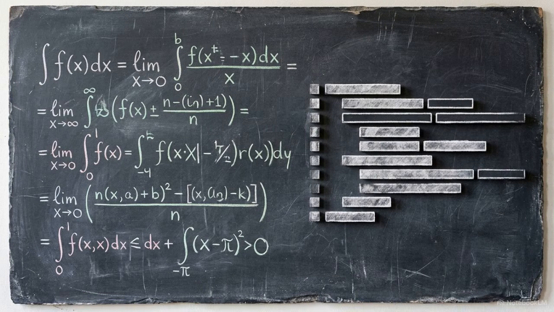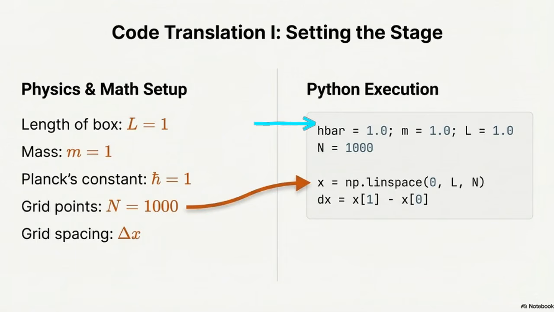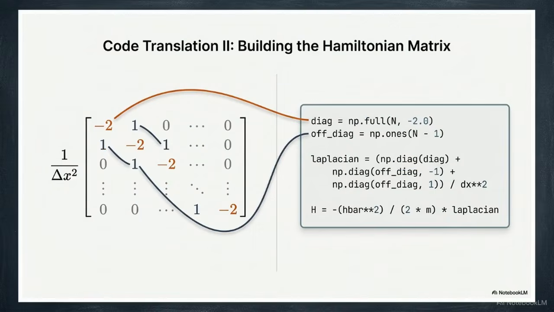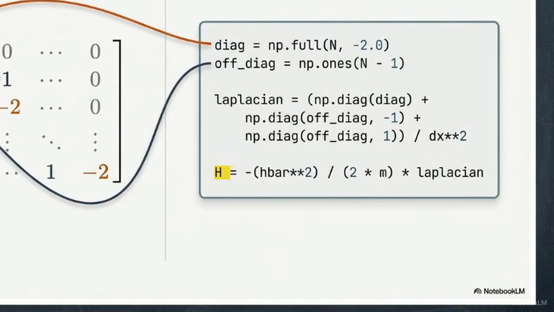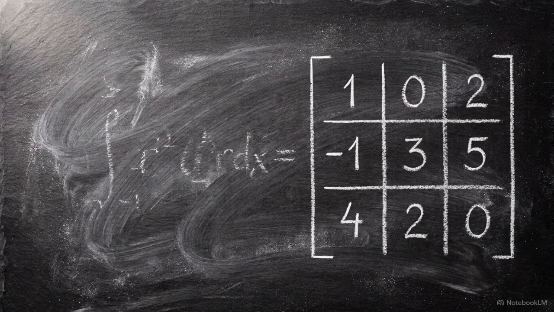We can now translate this mathematical framework into Python syntax. This code block demonstrates the setup. We define our physical constants, set the grid points n to 1000, and use NumPy to generate the spatial arrays. To construct the engine, we program the main and off diagonals independently using array functions, then combine them. Finally, we formalize the Hamiltonian matrix by scaling that Laplacian variable by our defined kinetic energy constants. The differential calculus problem no longer exists. It has been completely replaced by this newly built matrix.